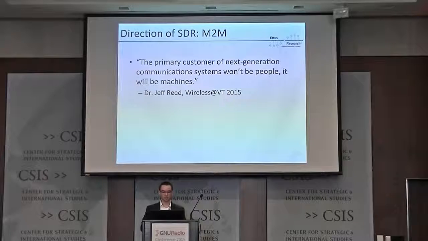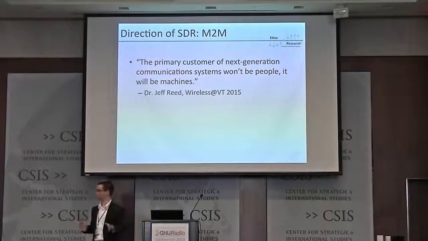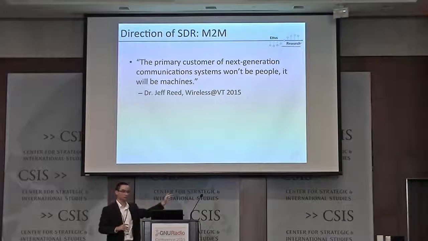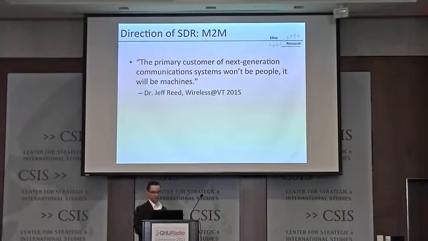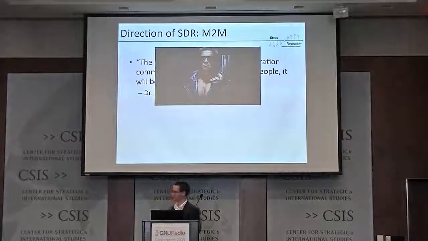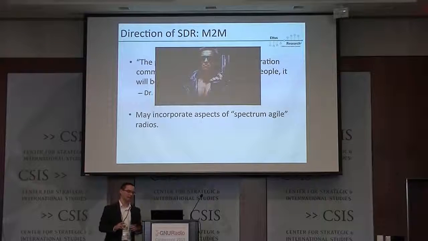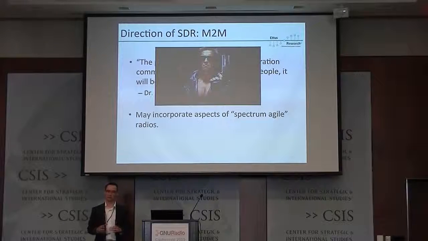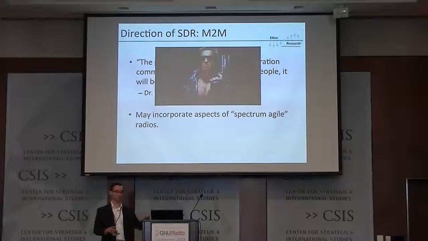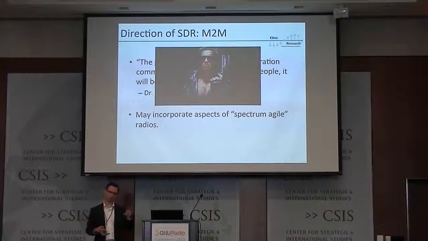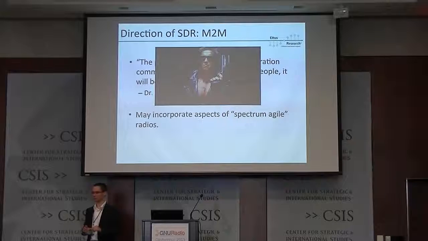Machine to machine. This is a quote I took from the Wireless Symposium at Virginia Tech this year. If you've never been to that conference, by the way, it's a fantastic conference. But the primary customer of next generation communication systems won't be people, it will be machines. Now that sounds a little ominous, but there's a lot of truth to that, right? And I think a lot of the things we've been talking about, we used to call it smart radio, we're talking about cognitive radio. Paul's presentation really talked about a lot of things like this. In the defense world, we talked about spectrum agile radios and that sort of thing.